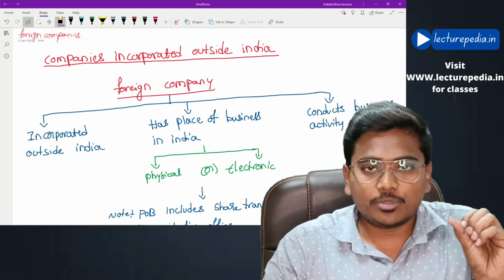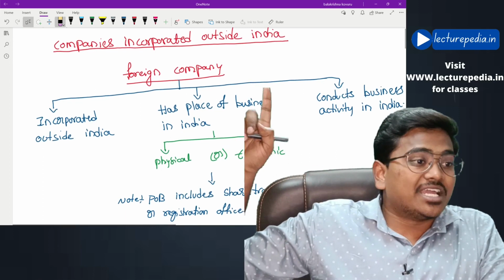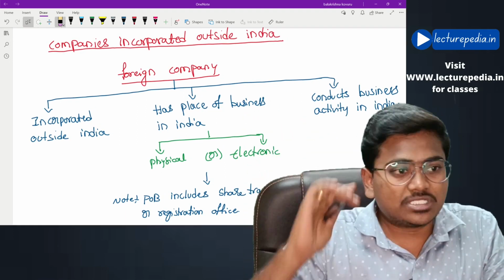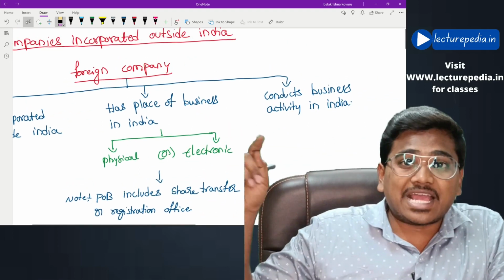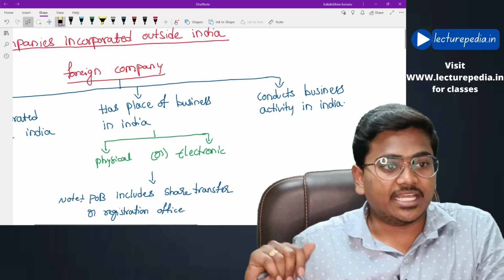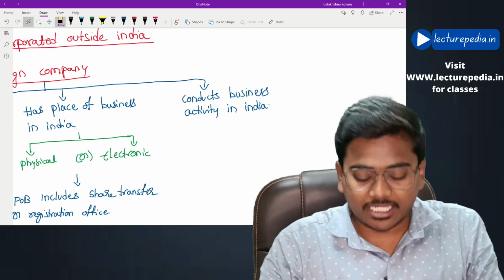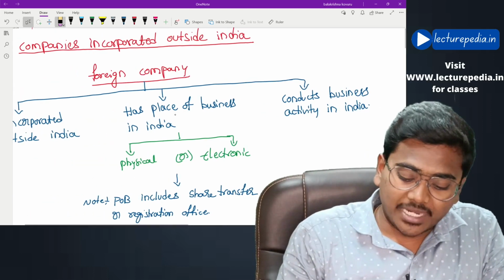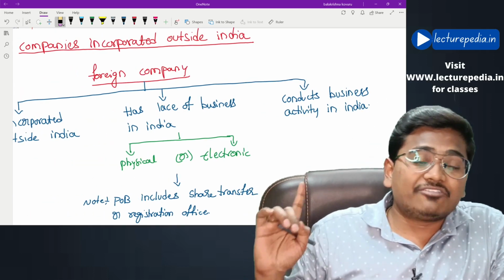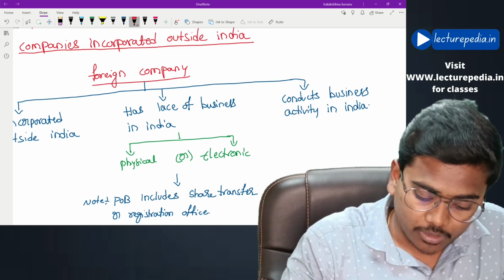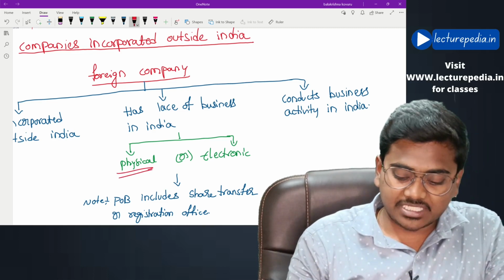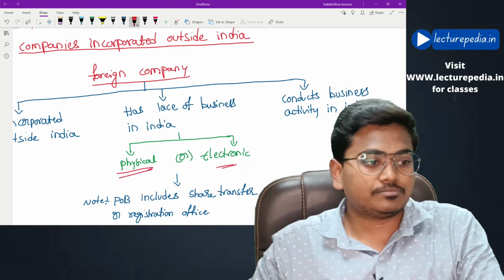For a company to be known as a foreign company, it must be incorporated outside India and must have a place of business in India, and also it should conduct business activity in India. Now, this place of business can be either physical or through electronic mode.